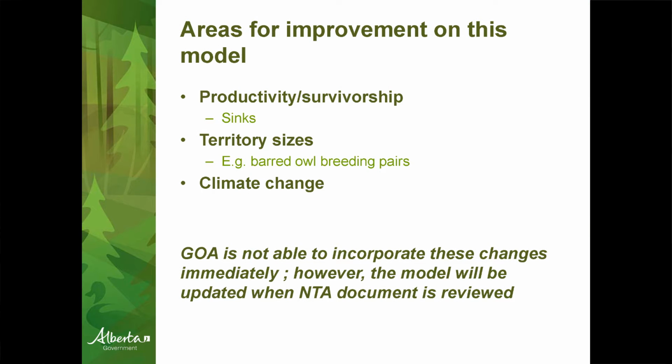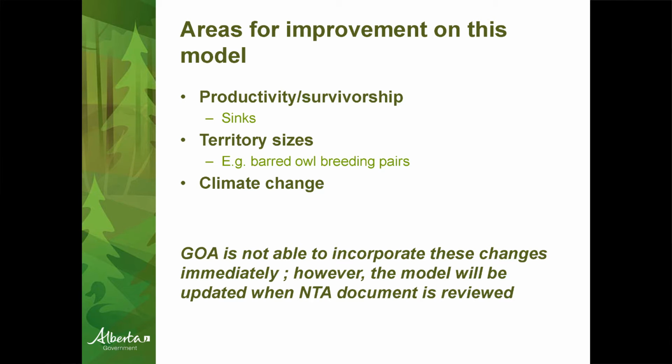Just going back to talking about areas for improvement of this model, it is right now a very simplistic model. It takes into account only relative abundance. It doesn't take any productivity or survivorship into it. But actually hearing Mark's talk right before this, there's a bit of excitement in me that maybe we can get some nest density factors into this model that would help. As well as, if we had survivorship, identifying where sinks are, and narrowing even spatially where we're going to be protecting these species, as well as territory sizes.